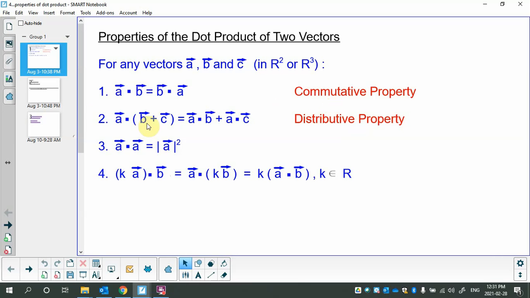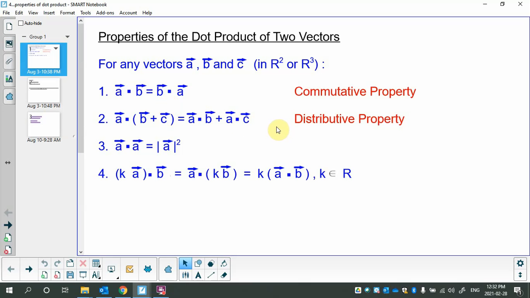Commutative property means that if you take the dot product of two vectors in, I'm going to say, a forwards order, even though there is no order, or a backwards order, you will end up with the same result. So if you take the x's and multiply them, the y's and multiply them, and if you're in 3 space, the z's and multiply them together, and then add them together, you will end up with the same regardless of which direction you do it in.